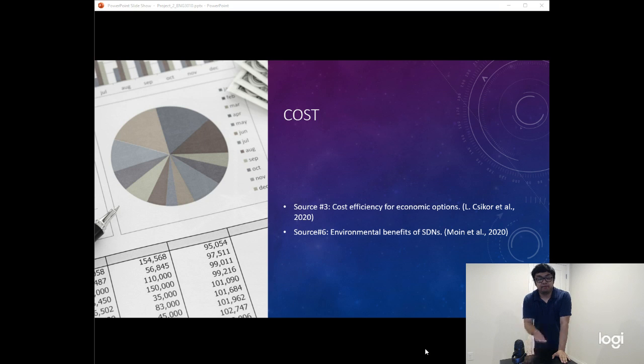Furthermore, the cost category also included the environmental and economic benefits of SDNs, because they are, generally speaking, green due to the lesser amount of software needed, as well as the fact that the processes don't take as much energy, among other things.